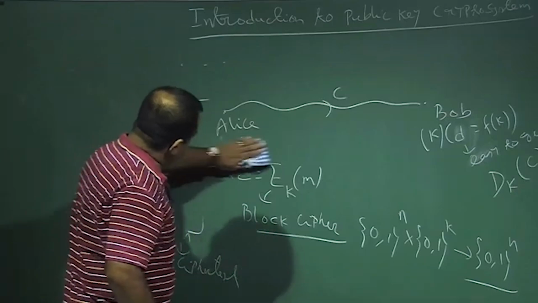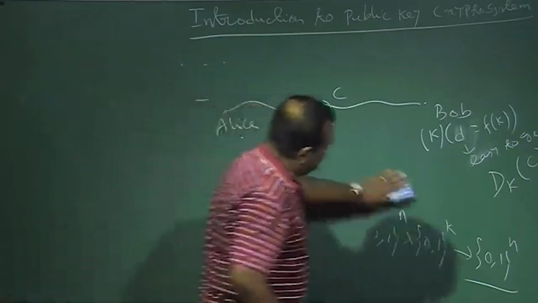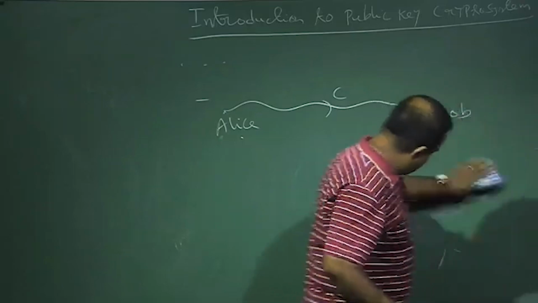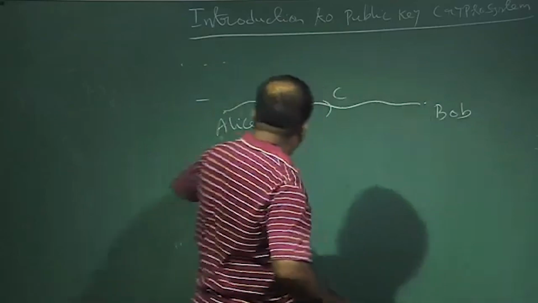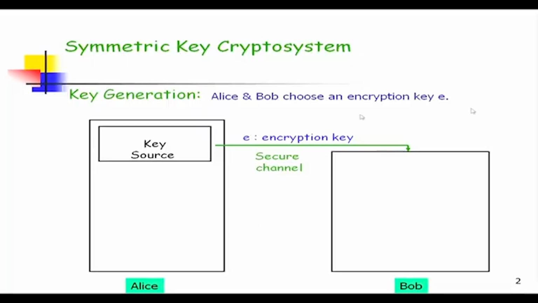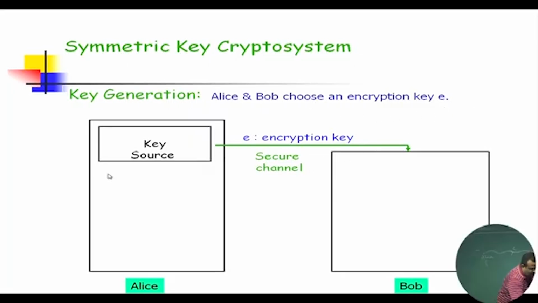So in the symmetric key setup they have a common key K. Please go back to the slide. Alice and Bob choose an encryption key E, which is basically K, chosen from the key space, and they need to share this key. So they need to send this key over a secure channel. That is another issue, another disadvantage of symmetric key encryption: how can they share this secret key?